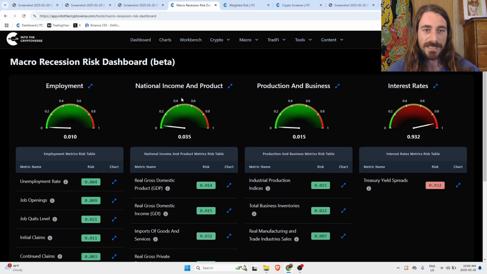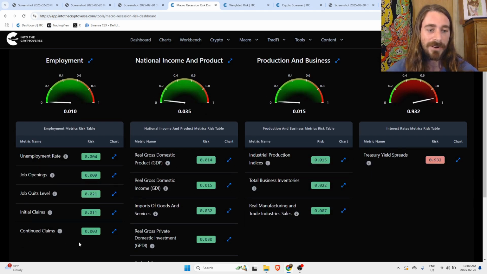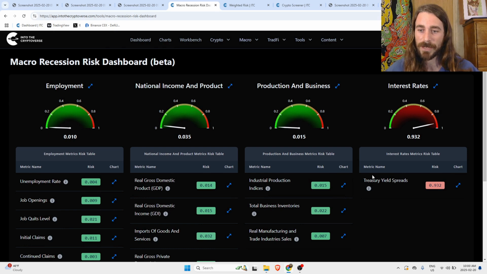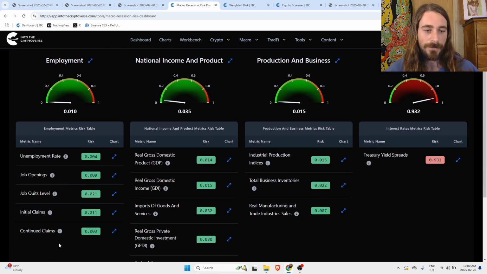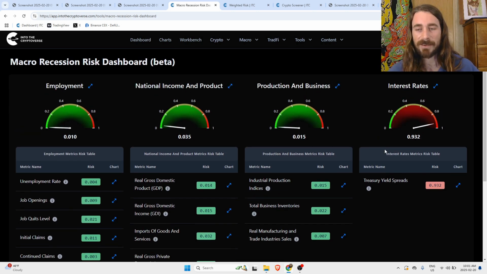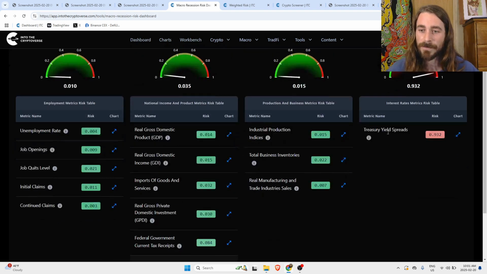Essentially what it's doing is measuring a bunch of different macroeconomic factors, from employment to national income, production and business, as well as the interest rates over here. So it gives us a good idea of when certain metrics are looking a little bit scary in the market. Our treasury yield spread is the only one looking really concerning right now. Generally, we do see this yield spread uninvert and then a recession follow within the next few months or so. So that's something we're following. It has uninverted, showing us quite a bit of risk right here.